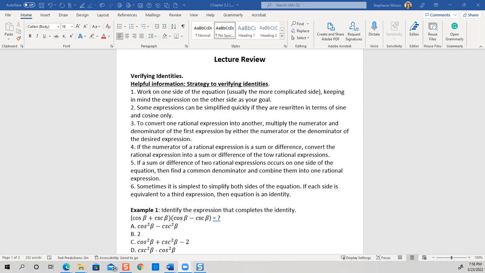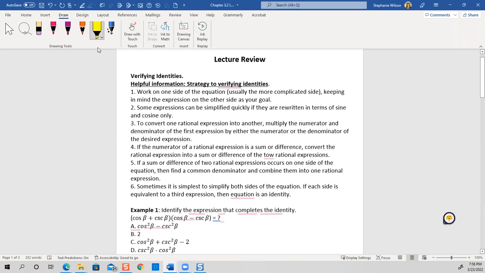Verifying identities. Whenever we're verifying identities, there are some steps, as you can see listed in the process. You definitely want to solve one side of the equation, especially if you're given two, to simplify the other. Some expressions can be simplified quickly and rewritten. Some may take a little more work. You may have a rational expression. So let's just solve these.